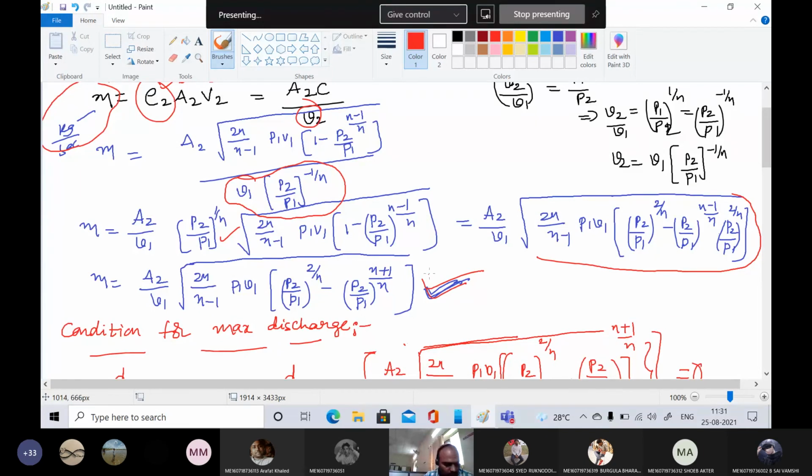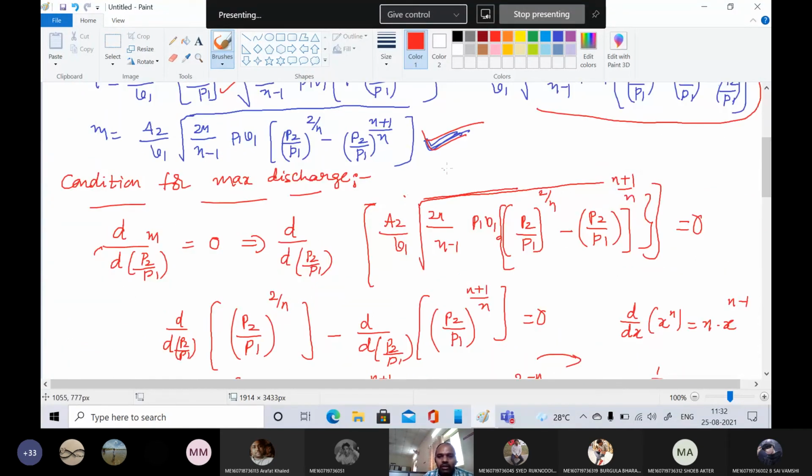Then we want the condition for maximum discharge. For that we need to differentiate this equation with respect to P2 by P1. That is a variable here, right? So then we use the d by dx of u minus v formula. Then d by dx of u minus v means du by dx minus dv by dx.